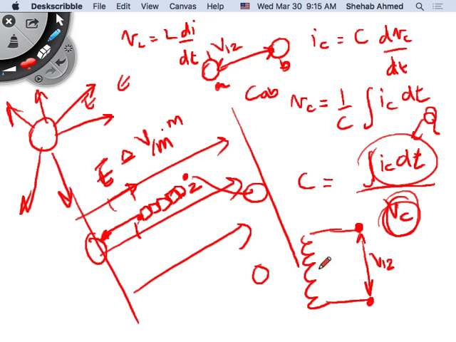How about if this transformer is centered, connected to ground? Then what is the voltage between this point and this point, if it's at the center exactly? What's the relation between V12 and Vx? Yeah, Vx is equal to half of V12, right? So if the voltage here is V12, the voltage here is half of that.